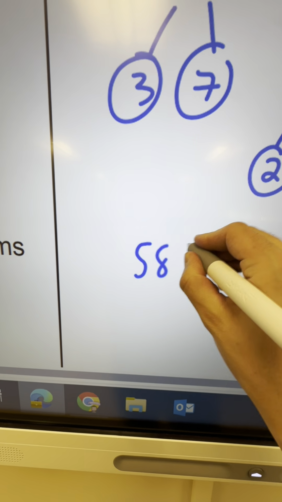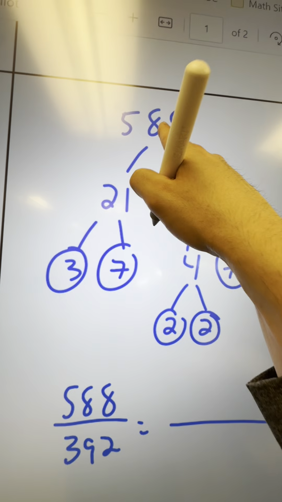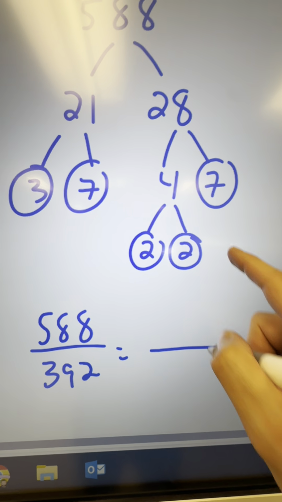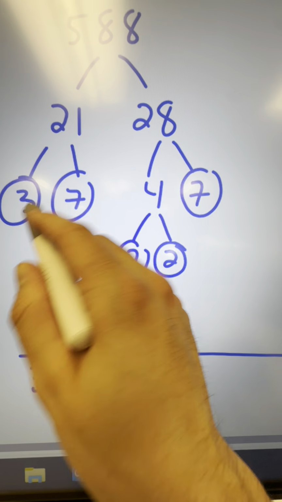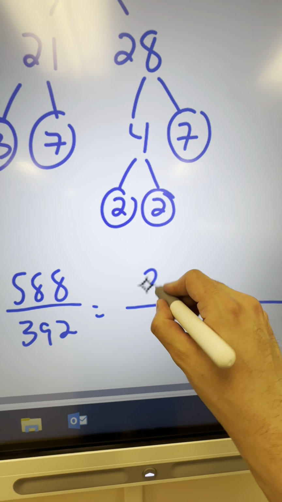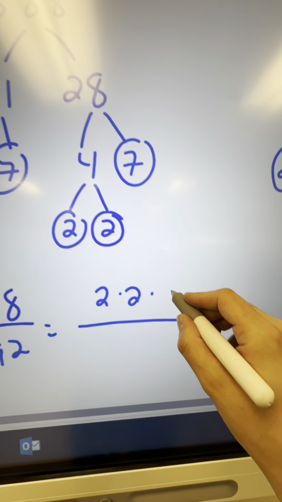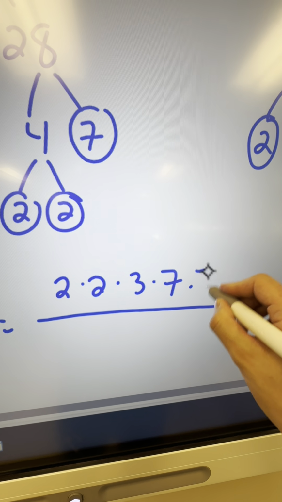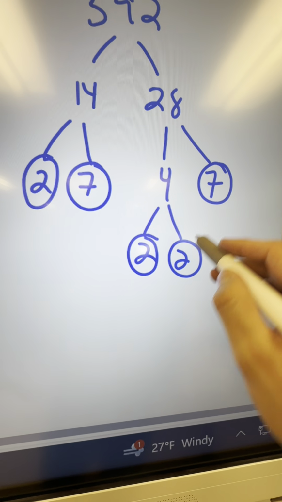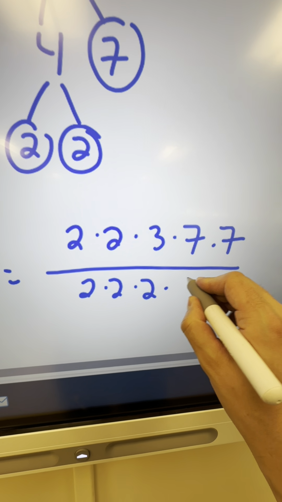So again, 588 over 392. My 588, I broke it down to these 5 numbers. I'm going to write it smallest to biggest because it makes it easier. But again, when you multiply numbers, the order doesn't matter. Whichever way you write it, the answer comes out the same. I'm going to put it in order just because it makes it easier for simplifying here. So I'm going to put 2, 2, 3, 7, 7. And then for 392, it was these 5 numbers: 2, 2, 2, 7, 7.